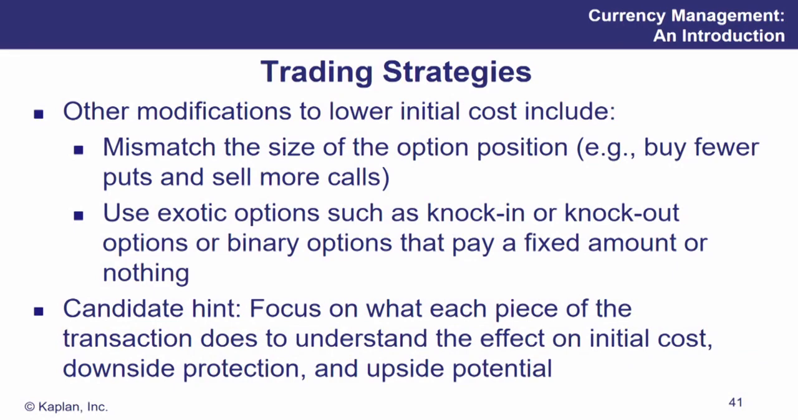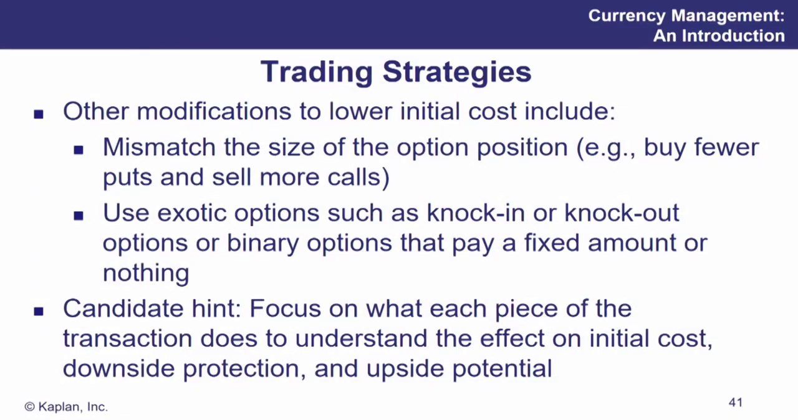I can also use exotic options. We're just going to mention this here to plant the seed in your mind: knock-in or knockout options, binary options. We don't spend a lot of time talking about these, but they are other ways you can try to cut down your cost of hedging. It does change the risk profile. There's no free lunch in any of this. However, if you're trying to lower your initial costs, these are positions you can take to do so.